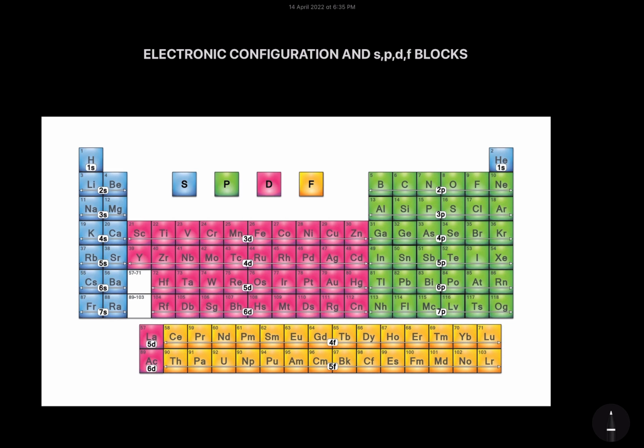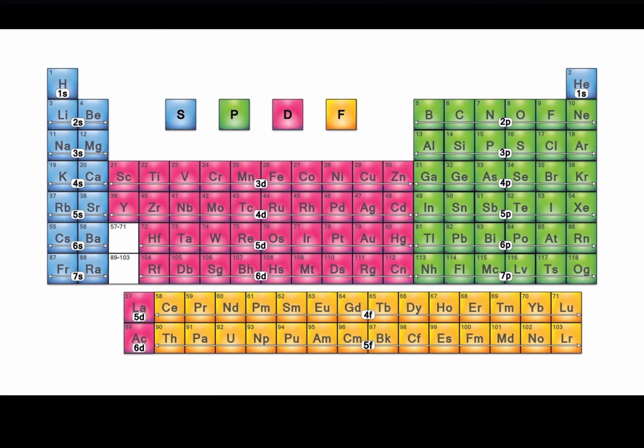My dear students, today's topic for the lecture is the electronic configuration and the different blocks of the periodic table, that is S, P, D and F block. So now let's come to the periodic table first. Here we have mentioned the 4 blocks with a different color. The blue color stands for the S block, the green color stands for the P block, the pink color stands for the D block, and the orange color stands for the F block.